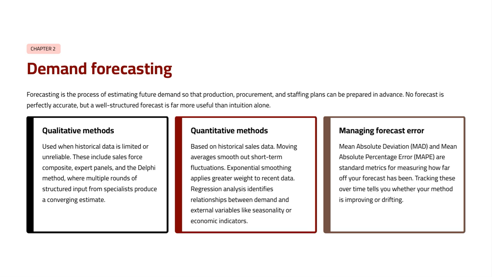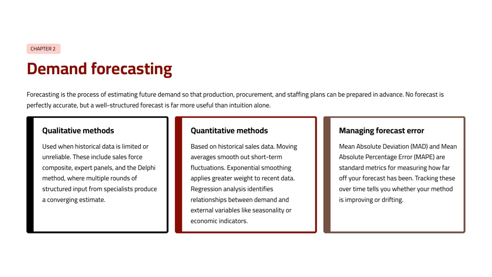These include techniques like Salesforce Composite, expert panels, and the Delphi method, where specialists provide input over several rounds to reach a consensus estimate. Then, there are quantitative methods, which rely on historical sales data. Techniques such as moving averages help smooth out short-term fluctuations, and exponential smoothing gives more weight to recent data to reflect current trends. Regression analysis goes a step further by identifying connections between demand and external factors like seasonality or economic indicators.